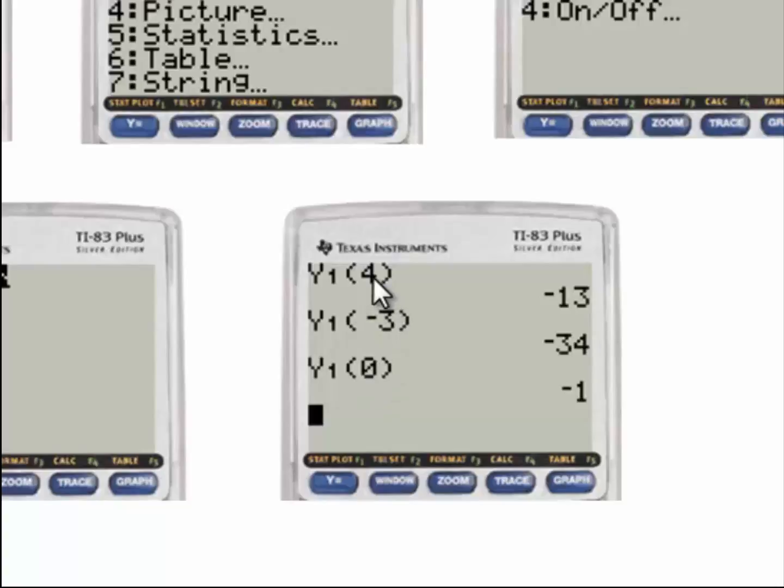So when x is 4, y is negative 13. When x is negative 3, y is negative 34. And when x is 0, y is equal to negative 1.